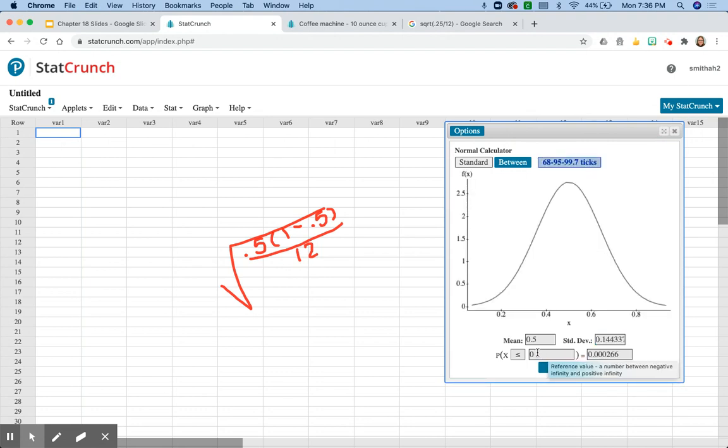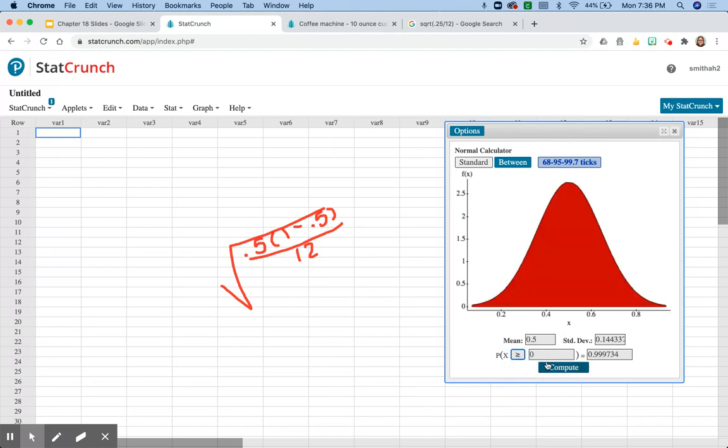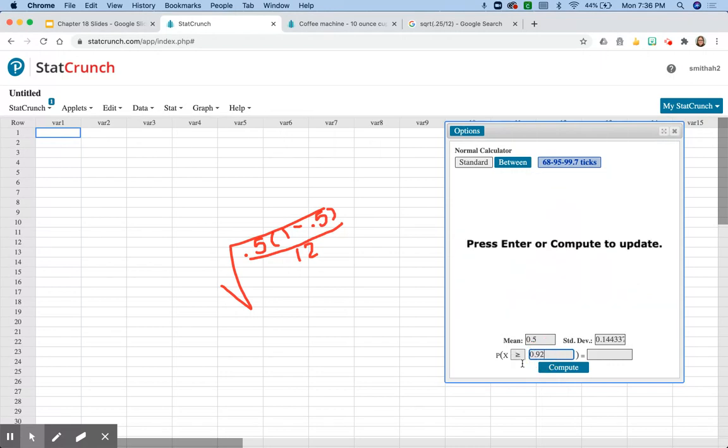Oh, before I click compute, I got ahead of myself. For the greater, I'm trying to determine the likelihood that she got a p-hat of 0.92. So greater than or equal to 0.92, and then click compute. Now, again, this is important though. The mean is the assumed null hypothesis. The standard deviation is what you get when you follow this formula. And then we're trying to figure out how likely it was that the observed data happened. And the observed data was a p-hat of 0.92. So greater than or equal to 0.92.